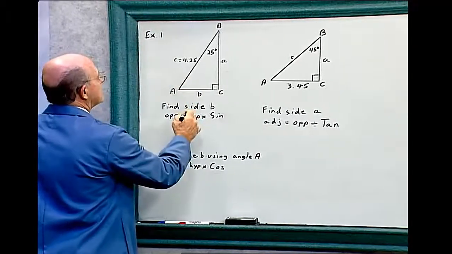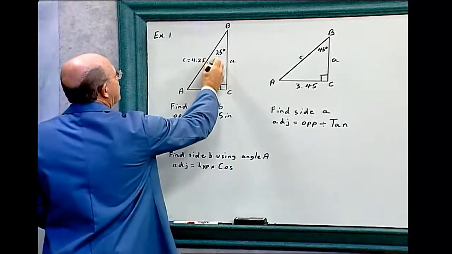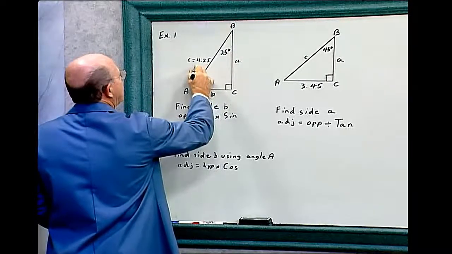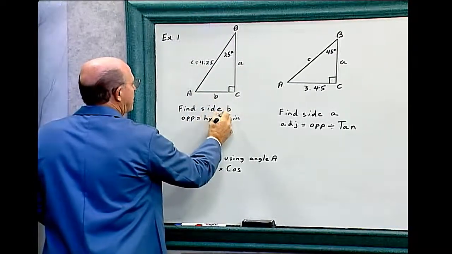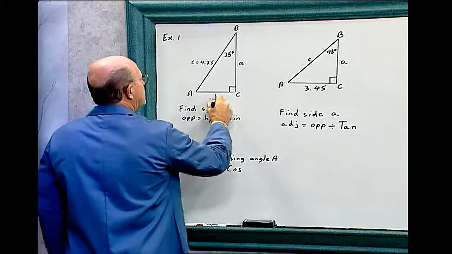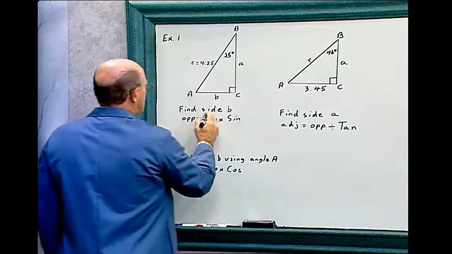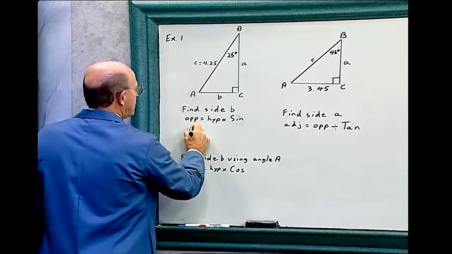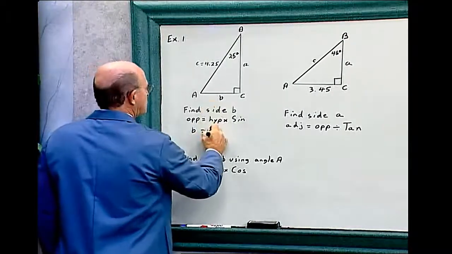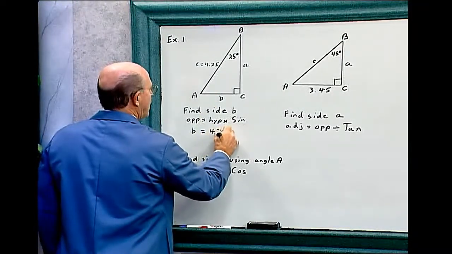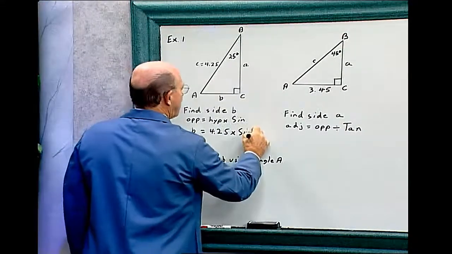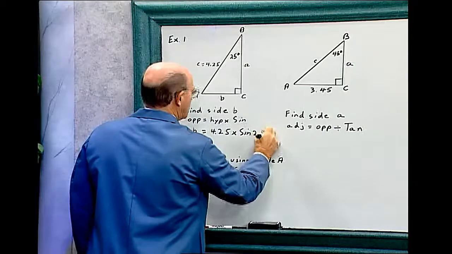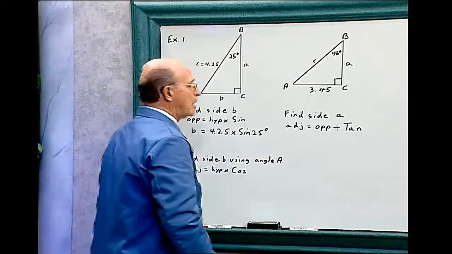Example 1. Angle B is 25 degrees, the hypotenuse is 4.25, and we want to find side B. So this is the opposite. So B equals the hypotenuse, 4.25, times sine of 25 degrees. Let's go to the calculator.